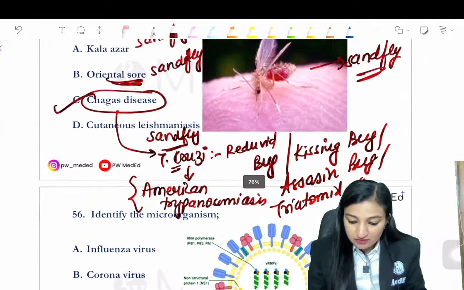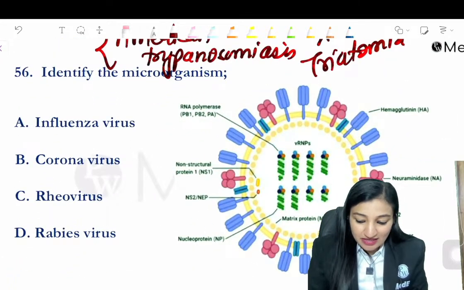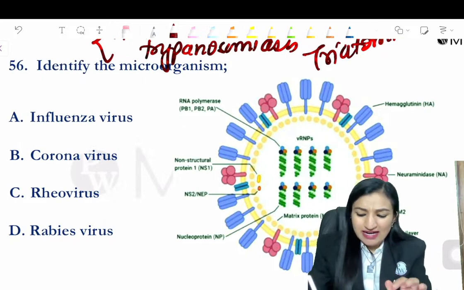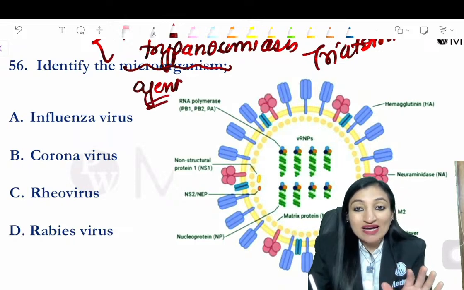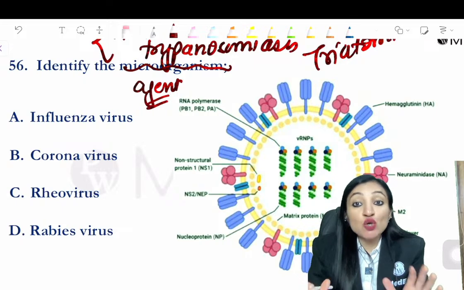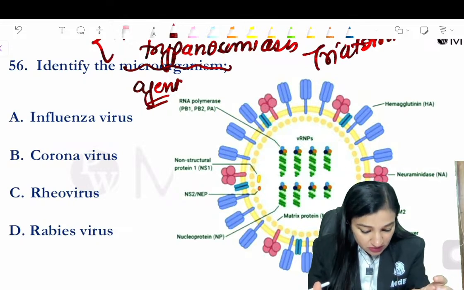Is this clear? All right. Okay, last question for the day. Identify the... ideally it should be identify the agent. Okay, because this is the virus. Viruses are neither here nor there. They are neither living nor non-living. They are not cells. So the best terminology for viruses is obligate intracellular infectious particles.